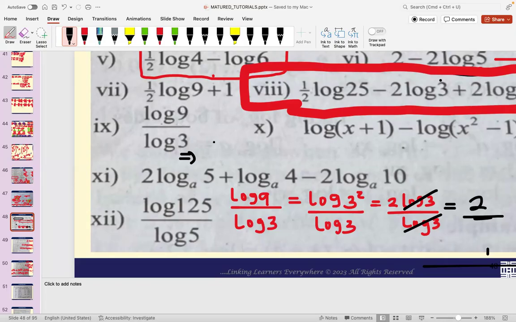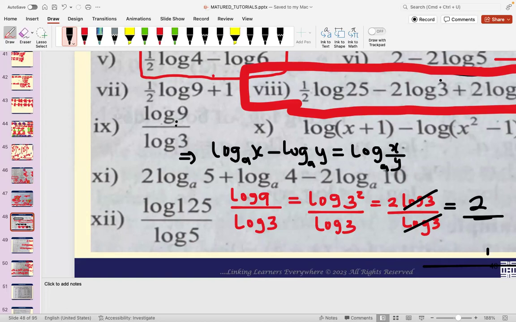But because the law is log AX minus log AY equals log AX over Y, and this X over Y is different from log 9 over log 3, it becomes difficult if you want to use this way. So the only way to use is what I said.